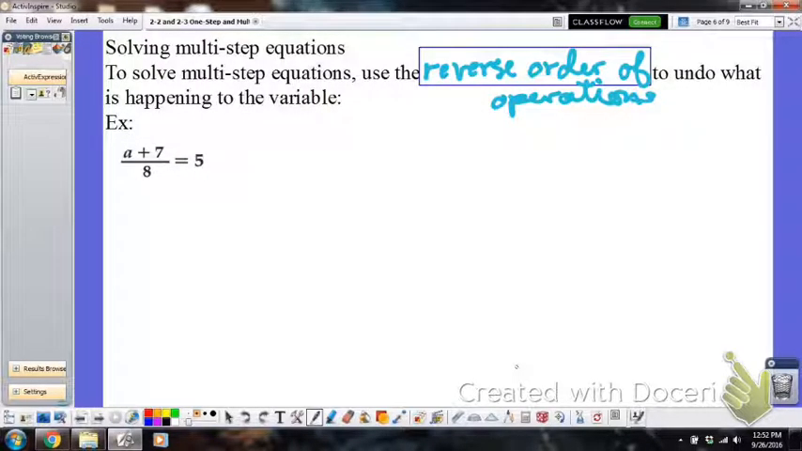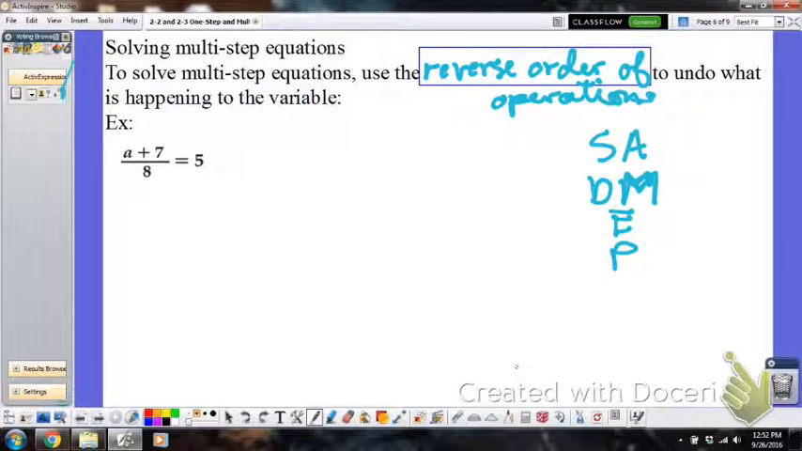So the normal order of operations is PEMDAS. The reverse would be SADMAP. So our subtraction, addition first, then division and multiplication, then our exponents, and then our parentheses or grouping symbols. So we use SADMAP. I had a student last year say that Silly and Diana made extra pancakes. That's how he remembered it. However you want to remember it, that's good.